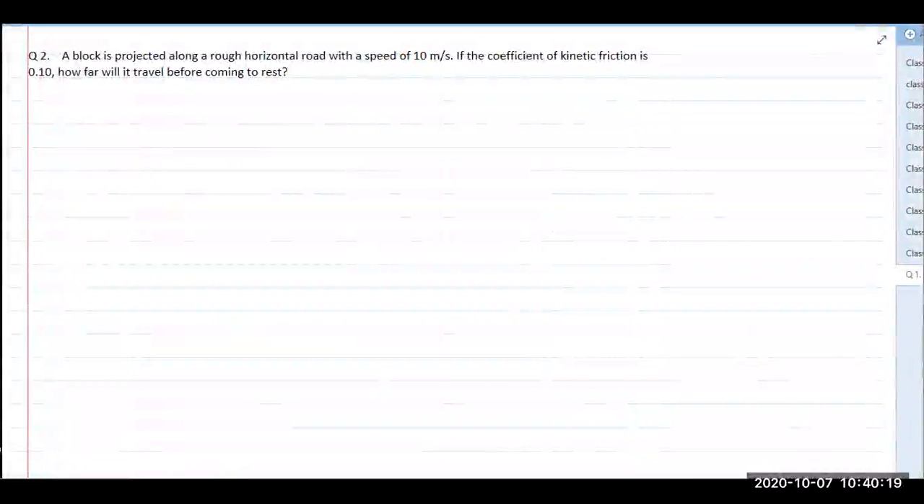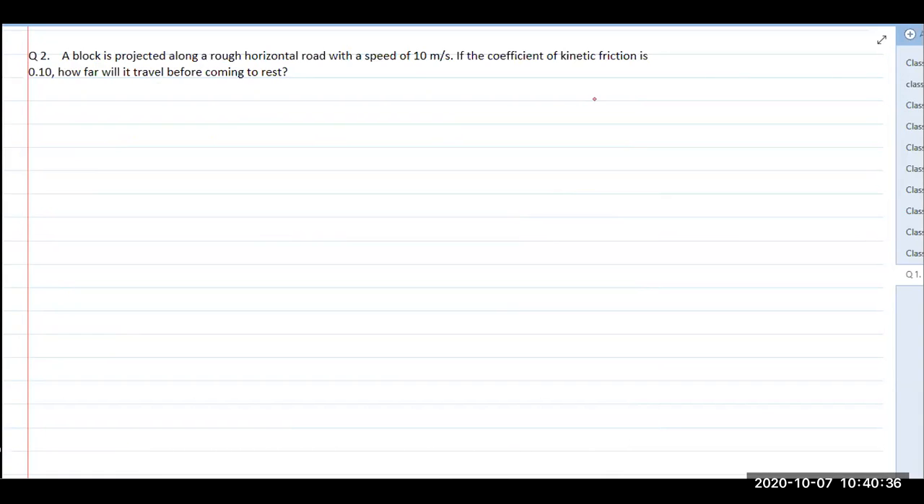A block is projected on a rough horizontal road with speed 10 meters per second. If the coefficient of kinetic friction is 0.1, how far will it travel before coming to rest?